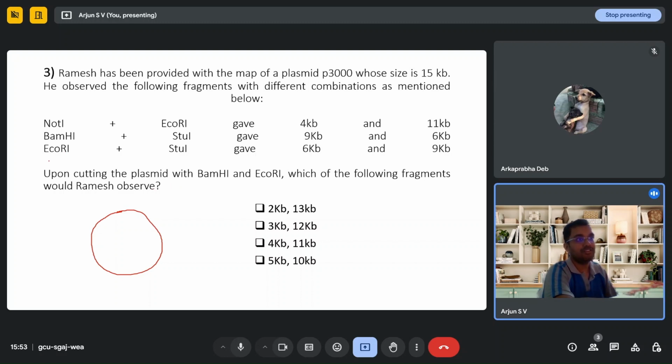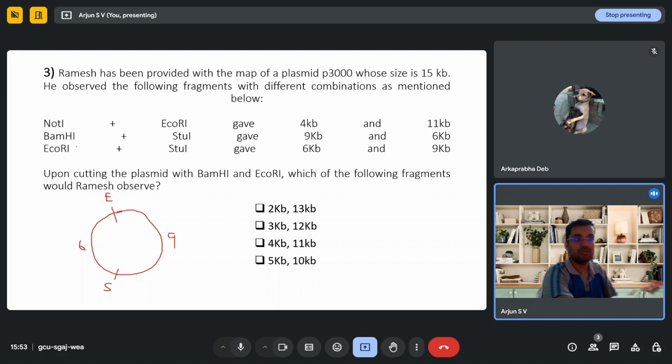We'll first start from the bottom where the question plasmid BamH1 and EcoR1 are there. So EcoR1 and StuI give 6 kb and 9 kb. Let's say, randomly, that this is EcoR1 and this is StuI. So EcoR1 and StuI should give you 6 kb and 9 kb. So this should be 6 and this should be 9.